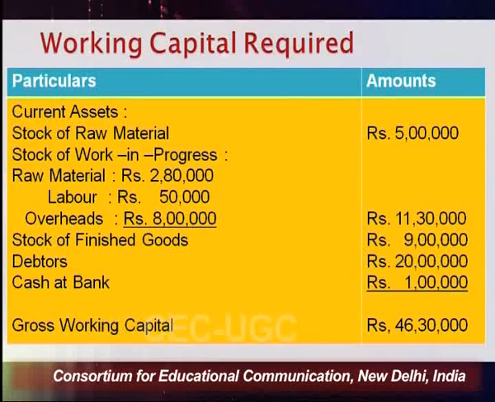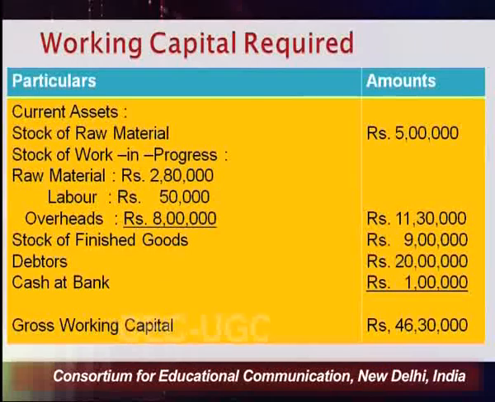Here you need to understand, if in your question the amount of debtors is given and provision for bad and doubtful debts is also given, you have to take the net amount of debtors, not the gross amount. So we shall be taking the net amount of debtors after deducting the provision for bad and doubtful debts. Whatever is my net debtors, that is my investment in debtors, that amount we shall be writing. Any bad debts which have been incurred need to be deducted. In this question the amount of debtors is given, so that amount comes to be rupees 20 lakhs. Cash at bank or cash in hand given in the question is rupees 1 lakh.